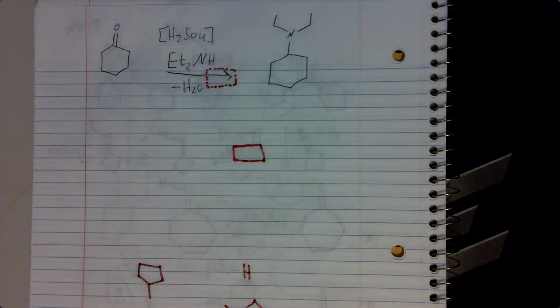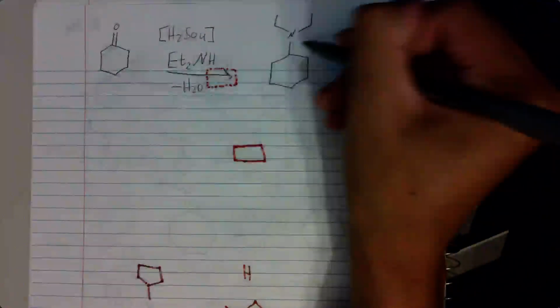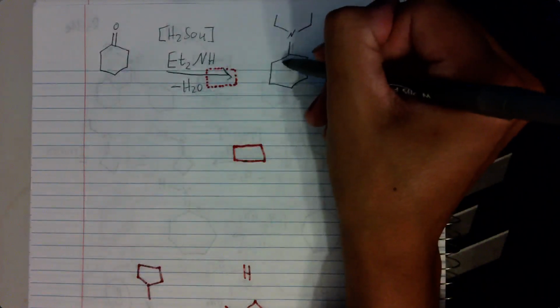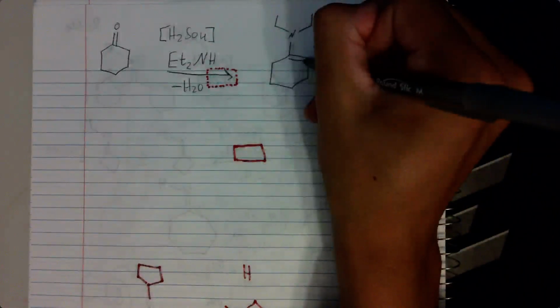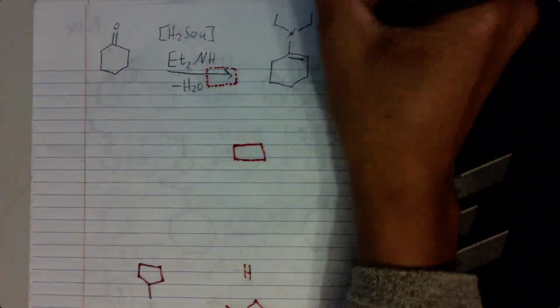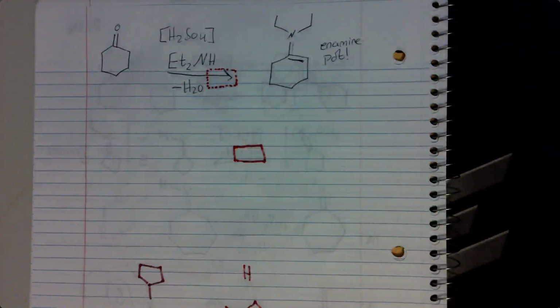I know that. But then you say, where does the double bond go? Well, it can't go attached to the nitrogen. But it can go either here, or it can go there. It could go at either one of those positions, and it's arbitrary. It doesn't matter. So I'm just going to choose that one. And so this is my enamine product. Simple. Not too bad. We can do that.